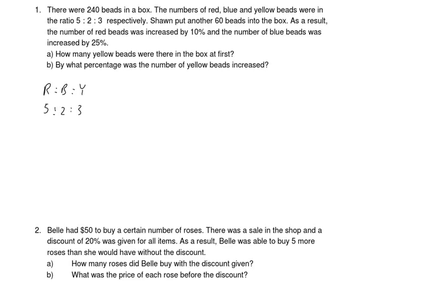Okay, now this is the ratio for the number of colored bits. Sean put another 60 bits in the box. But we do not know the colors of the bits, right? We only know that he placed another 60 bits in the box. As a result, the number of red bits increased by 10% and the number of blue bits increased by 25%. Okay, let's work this out first.